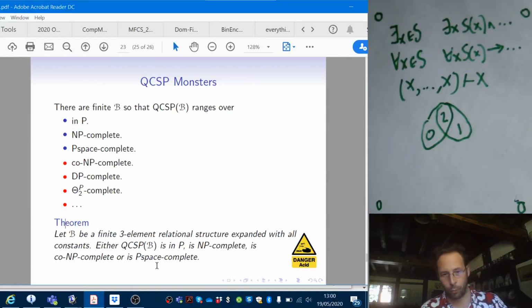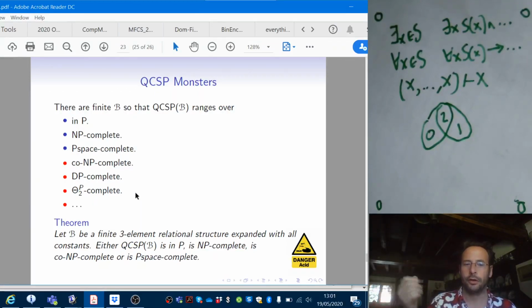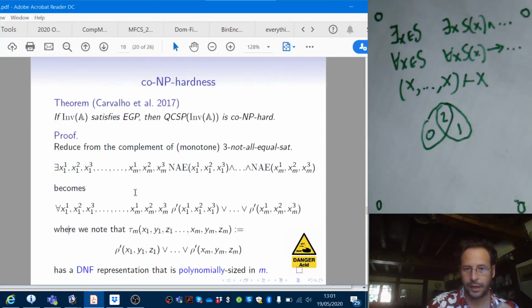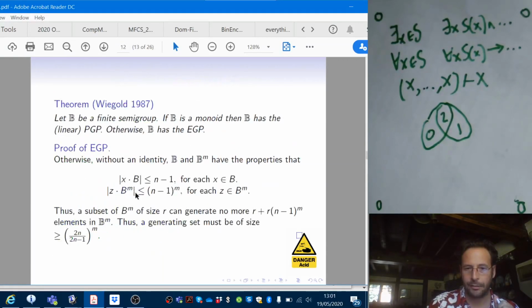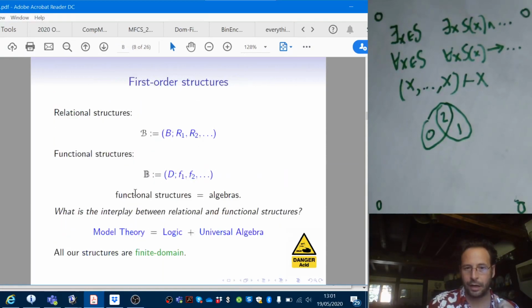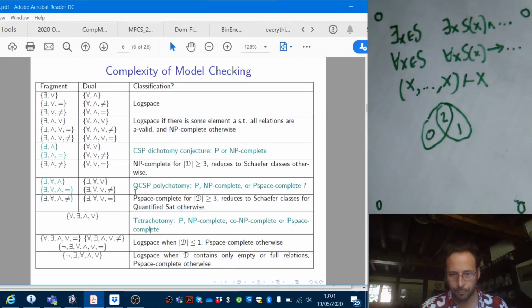But it gets worse. Once the domain size goes above 3, then many strange complexity classes can arise. DP complete can arise. Even this strange class theta 2p complete. This is p with an oracle in NP, but you can only look a logarithmic number of times. So all of these different complexities can arise, and this is a great surprise because when we look back at how only simple complexities appeared in this table in all the other cases, it's a great surprise to imagine now very unusual complexities appearing at this point.